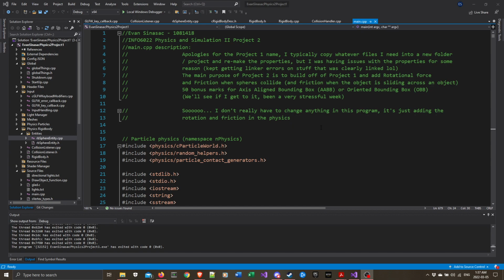Usually when I do a new project that's based on an old project, I make a new project and copy all the files I need into it. But when I tried to do that for this project, it was giving me weird linker errors, even though I made all the properties right. So apologies for the solution in this project being called Project 1. This does have everything I added for Project 2.